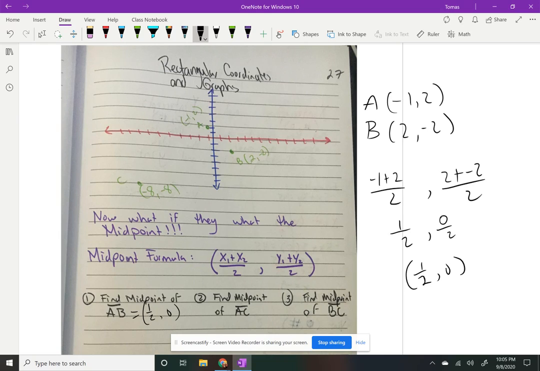Okay, so that means it would fall somewhere right around here. That would be the midpoint. It kind of doesn't look like it, but it's there. My drawing is not the best, guys.